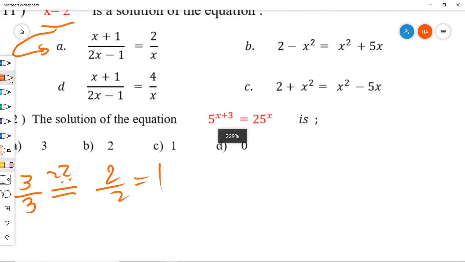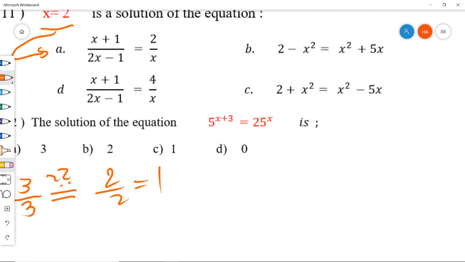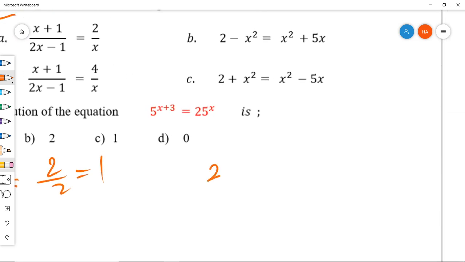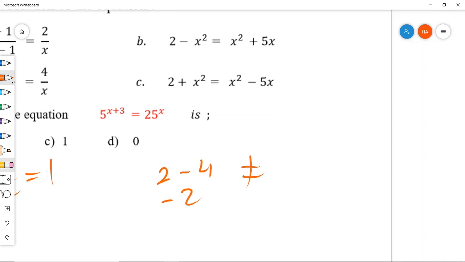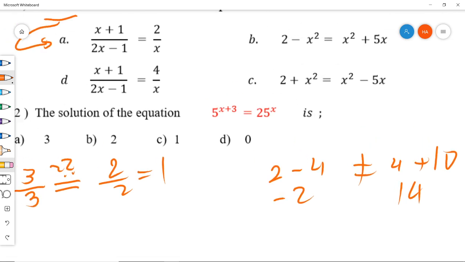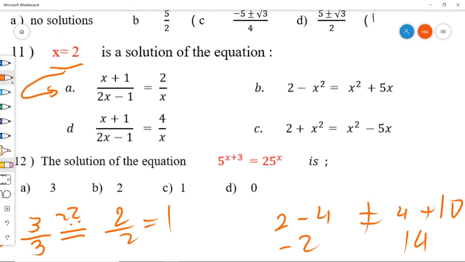Okay, now we know the answer, but we want to try B also. Let's see the left hand side: 2 minus 2 square 4, so negative 2. The left hand side is negative 2. Let's see the right hand side, is it equal? It will surely be wrong. Let's see the other side: 2 square is 4, 5 times 2 is 10, so 14. Right hand side is 14. Left hand side is negative 2. Not equal. So x equal 2 is not a solution for this equation.